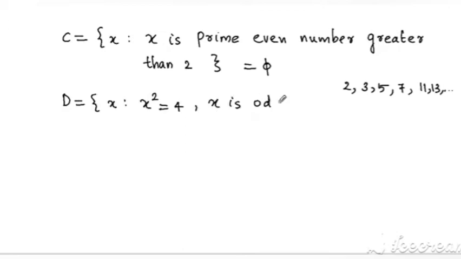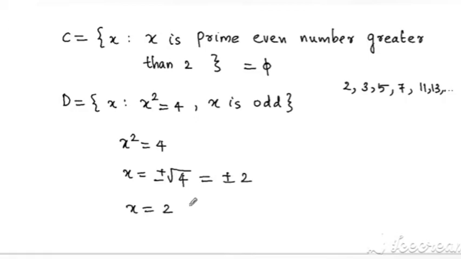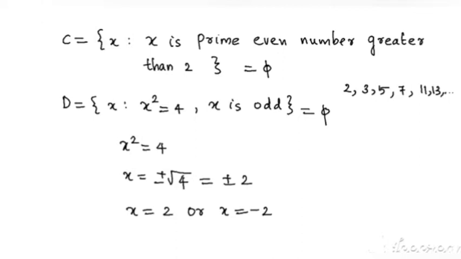Now consider the set D equal to the set of all x such that x square equals 4 and x is odd. If you solve this you will obtain x equal to plus or minus root 4, which is equal to plus or minus 2. That means x equals 2 or negative 2, both are even, so this set is also empty. So these are the examples of empty sets.